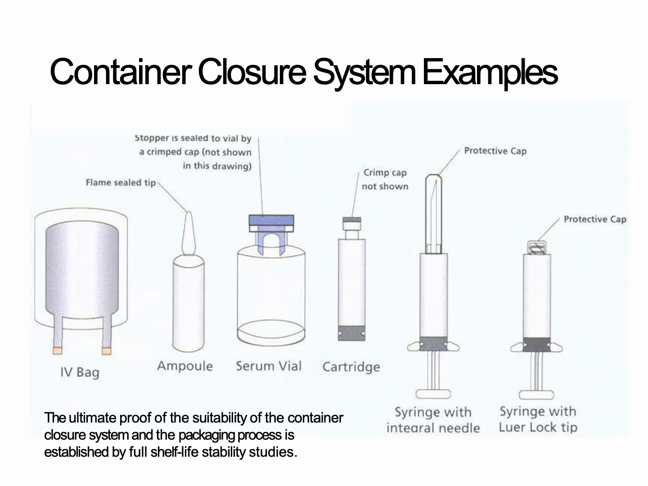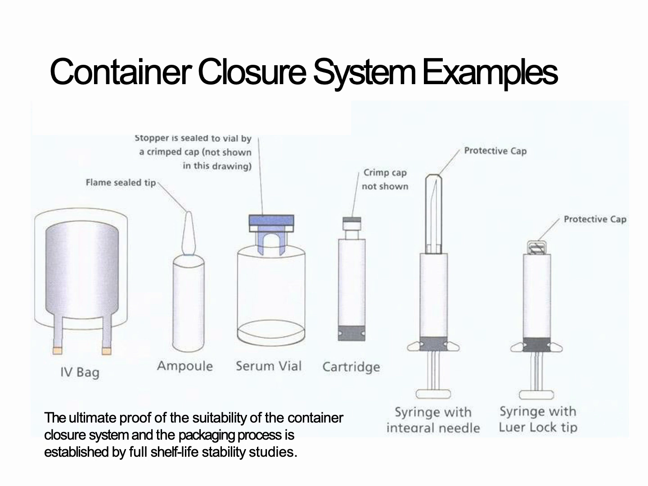Then we have ampoules. Ampoules have a flame sealed tip, and of course, we are going to talk about the ampoules as well. We can also have serum vials. Those serum vials have stoppers that are sealed to the vial by a crimped cap that we cannot see here. So we remove the crimped cap, and then we use the stopper. Sometimes we remove it. Sometimes we just use a syringe and penetrate the needle of the syringe through the stopper, which is sealed.